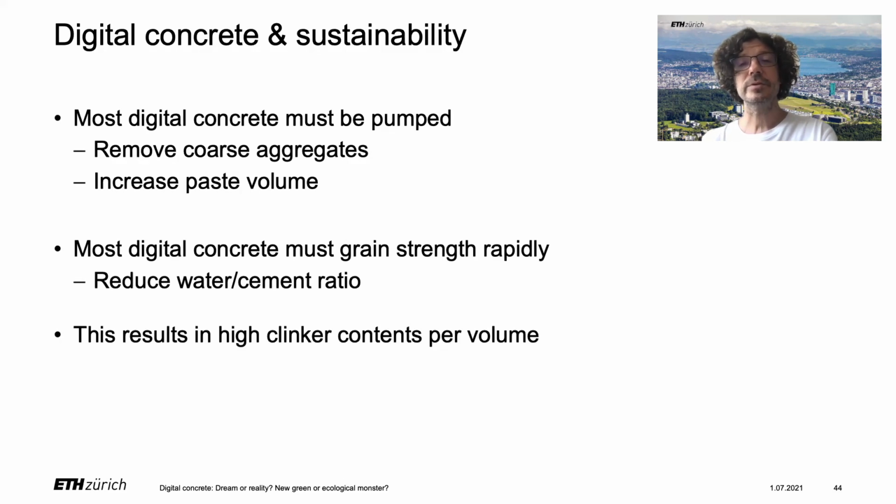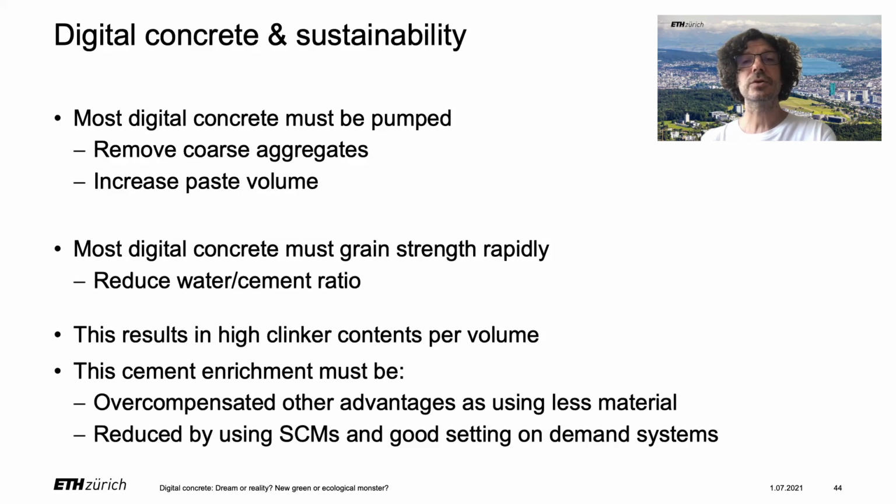And this enrichment in clinker content of concrete is something that you need to compensate somehow, in particular by designing structures that use less material. But the more you have an excess in clinker, the more difficult this will become. And therefore, it is also important to work on the material, for example, by including supplementary cementitious materials in these concretes used in digital fabrication.